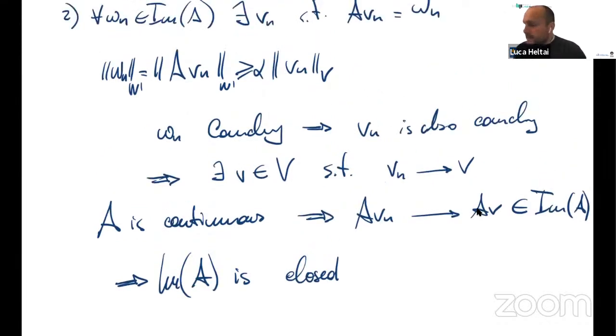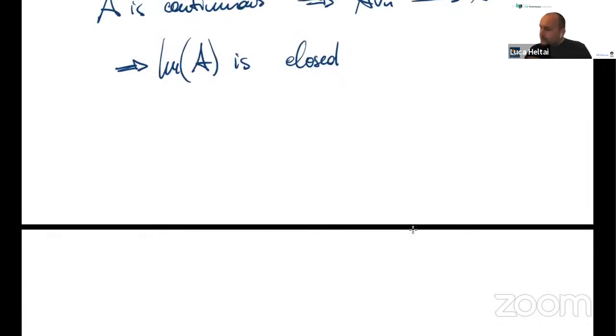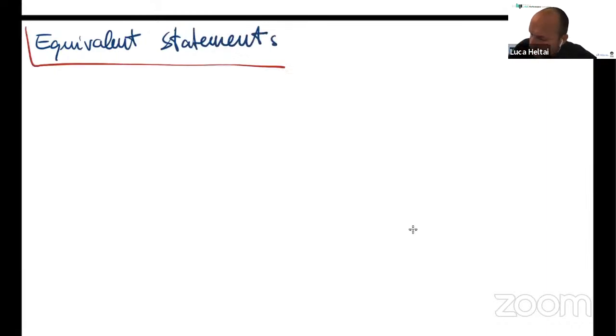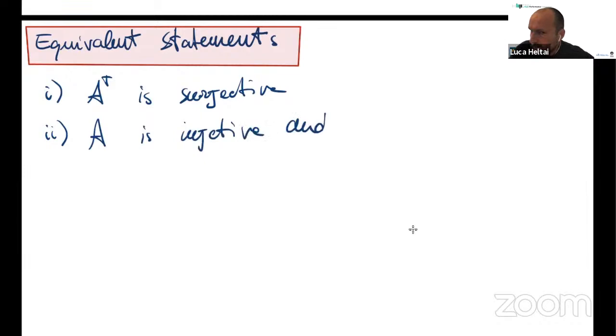Okay, so this was the easy part. Now, of course, one can try to summarize all of the things that we said so far. One of the most important ways to summarize these is the following. These are equivalent statements, which are the ones that we are going to use for our implementation and for our analysis. First of all, statement number one: A is surjective, is the same as asking that A is injective and the image of A is equal to the closure of the image of A.